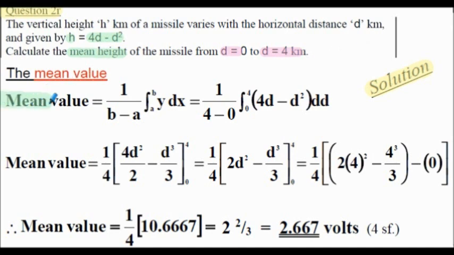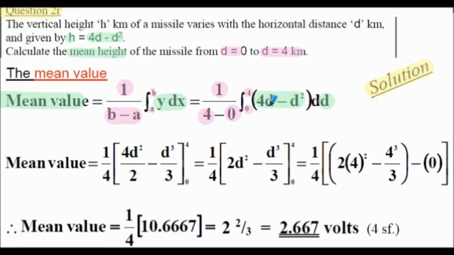So our mean value formula here, generically given, is 1 upon b minus a. We integrate y with respect to x between the limits of a and b. So in this case, the y is actually h and the x is d. So it becomes 1 upon, the a limit is 0 and the b limit is 4, and we're integrating the h function, which is 4d minus d squared, with respect to d. Just note the notation used. Integral limits 0 and 4. This is all standard form.